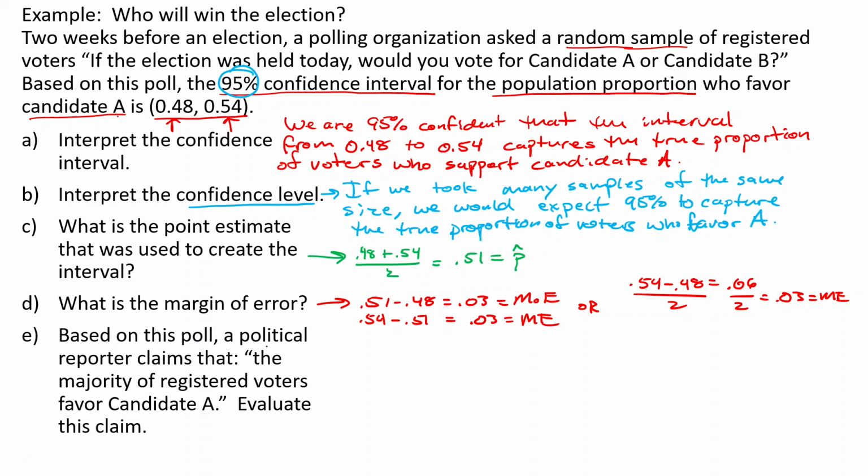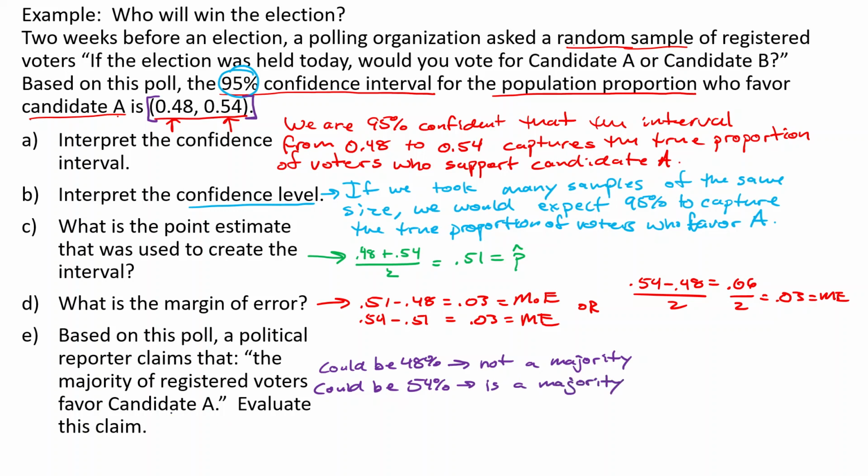All right, and finally, based on this poll, a political reporter claims that the majority of registered voters favor candidate A. Evaluate this claim. Well, it looks like anywhere from 48% to 54% favor candidate A. So it could be 48%. That's not a majority. Or it could be all the way up to like 54%. And I realize some of you in calculus are like, well, it can't be the endpoints. Well, it could be 48.000001. Right? We're not too picky about the interval endpoints. We could also use brackets for those of you that are in calculus. It doesn't make much of a difference. We always just use parentheses. That's our normal notation, which is a majority.